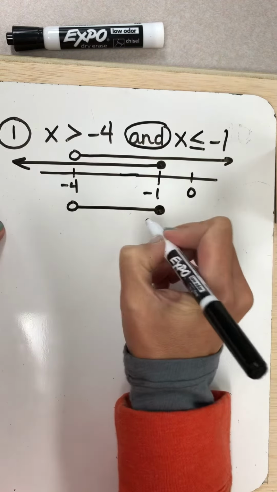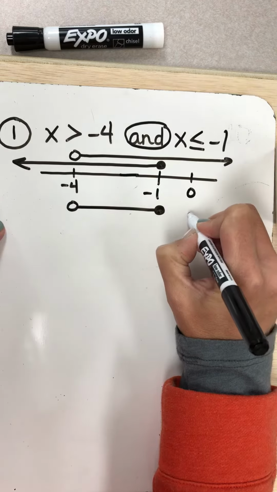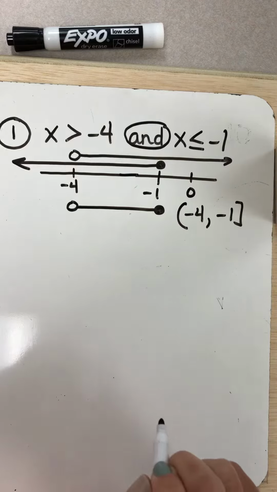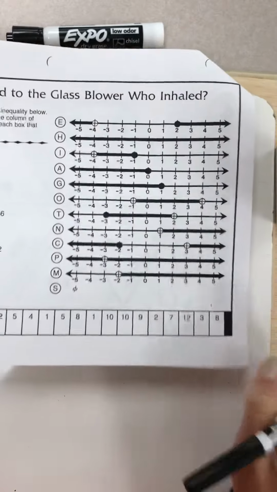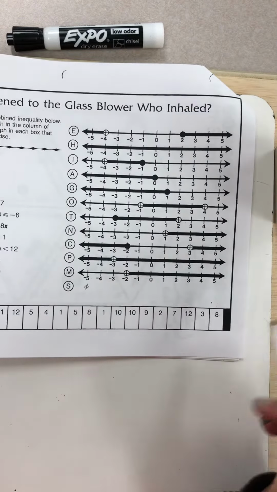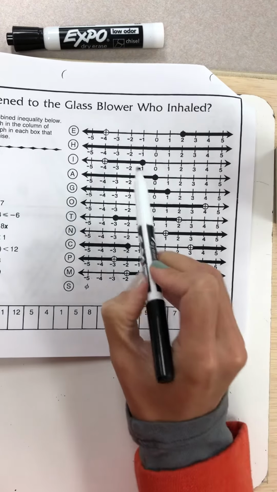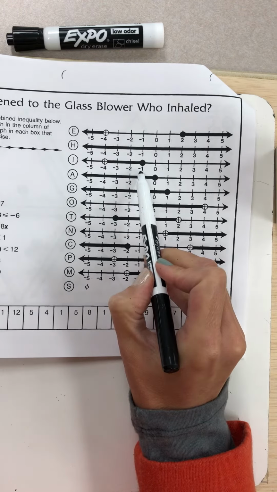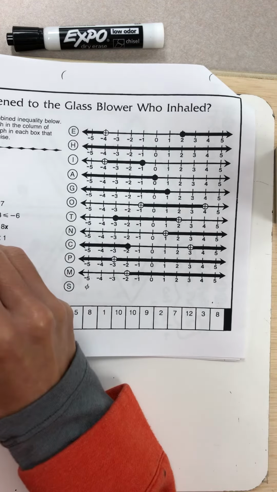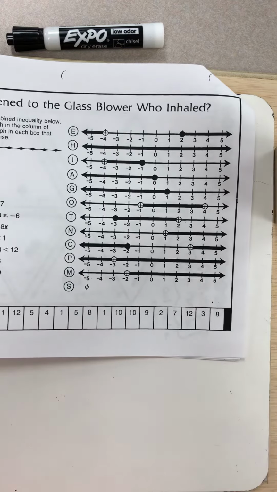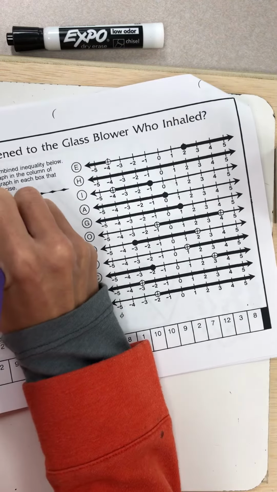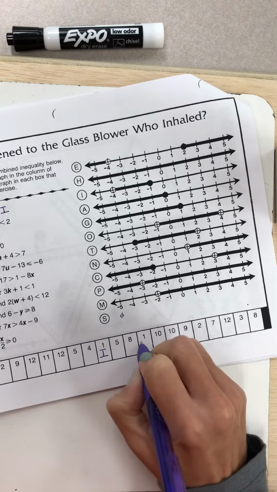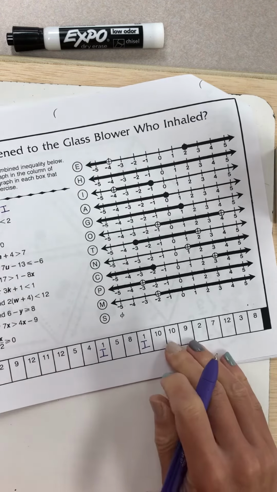So let's see. Technically, if I were to do interval notation, that would be -4 to -1 like that. But I don't really care about interval notation for this one. I'm just taking a look at which of these graphs make it work. And let's see. Oh, -4 not included to -1 included. The answer to 1 is I. So I would put I there. And here's I. And here is I.